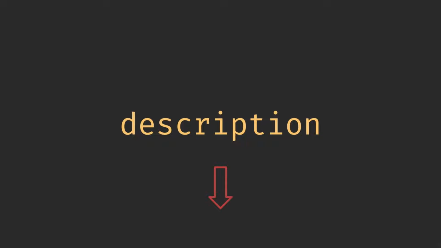I left a link in the description below with more details about exceptions such as when to use checked and unchecked exceptions, how to implement custom exceptions, the finally block and try-with-resources block to handle closable resources. Check out the link if you want to know more. See you in the next one.